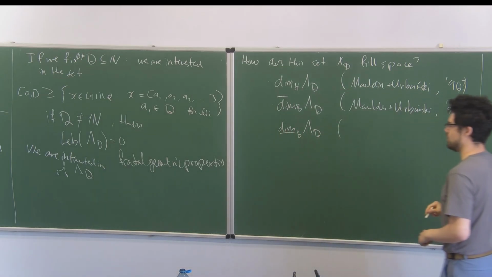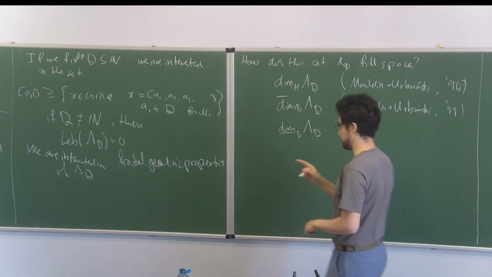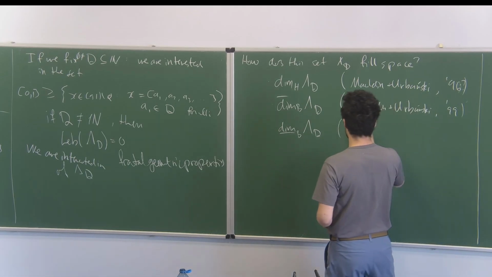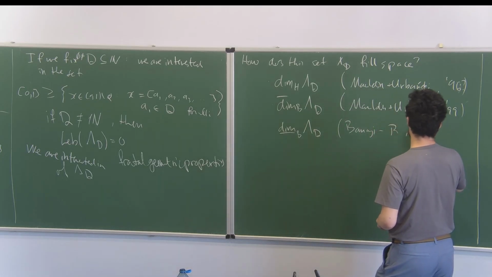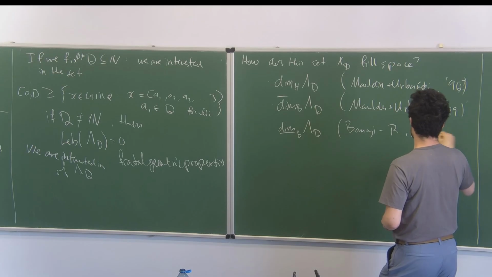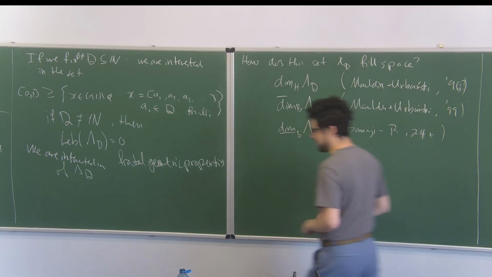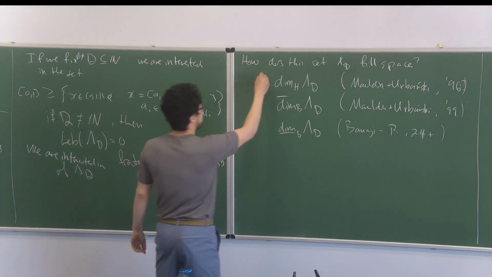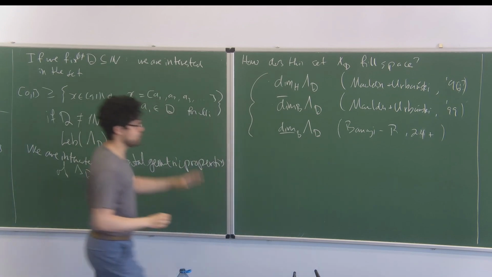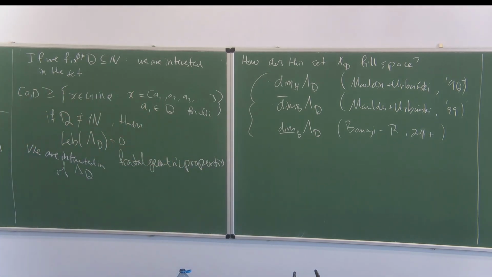And the results on lower box dimension are much more recent, due to Amon Badaji and myself from, I guess, a couple years ago now. 2025? I can't even remember. Sometime within the past few years. So we're interested in knowing something about the structure of these sets lambda sub d. And to be precise, in this mini course, we are going to focus on these three notions of dimension.